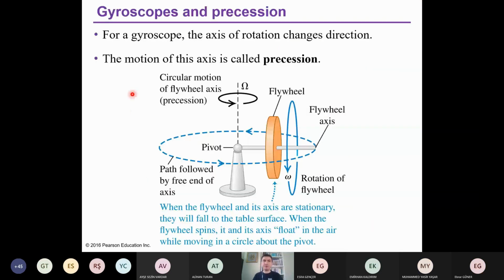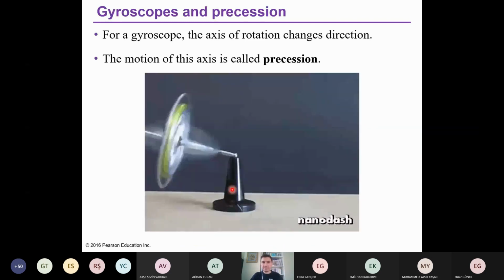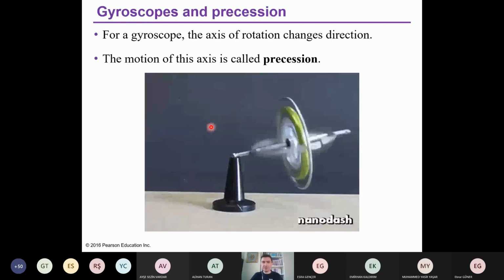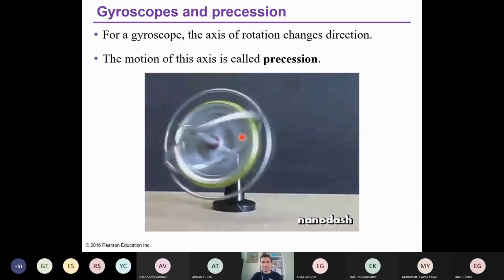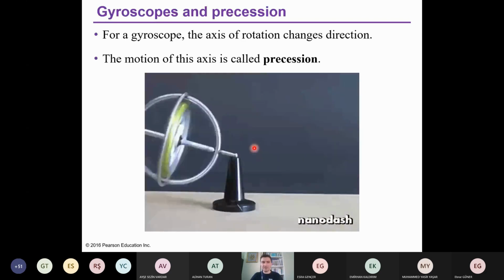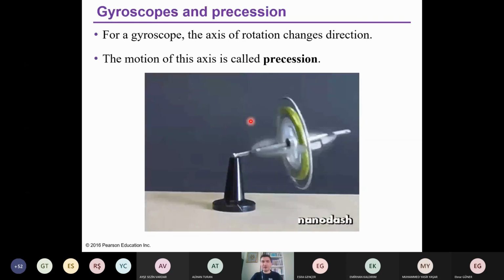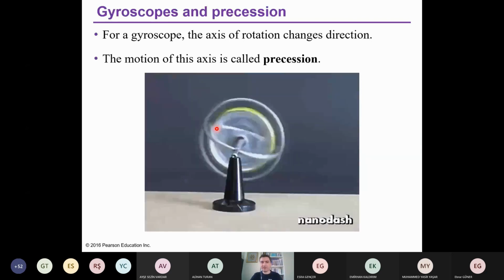Okay, let me continue with gyroscopes and precession motion. Here you see a gyroscope. This is the pivot, and this gyroscope is rotating around this pivot. But within the gyroscope, you see a wheel with the green color. I think you can see this wheel is also rotating around another axis. Okay, it is like this.